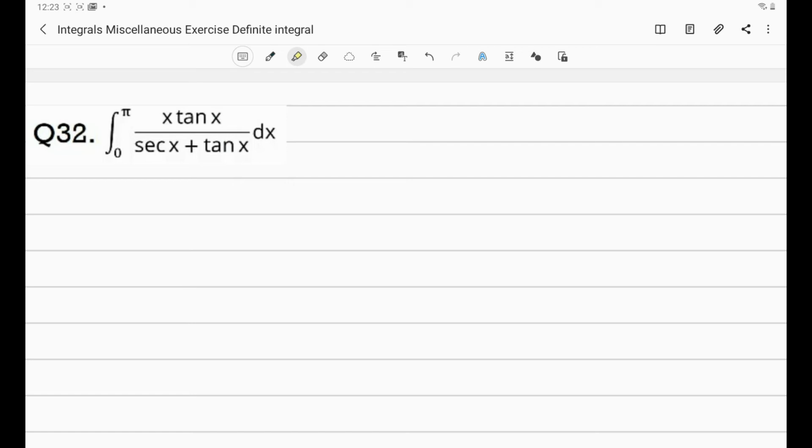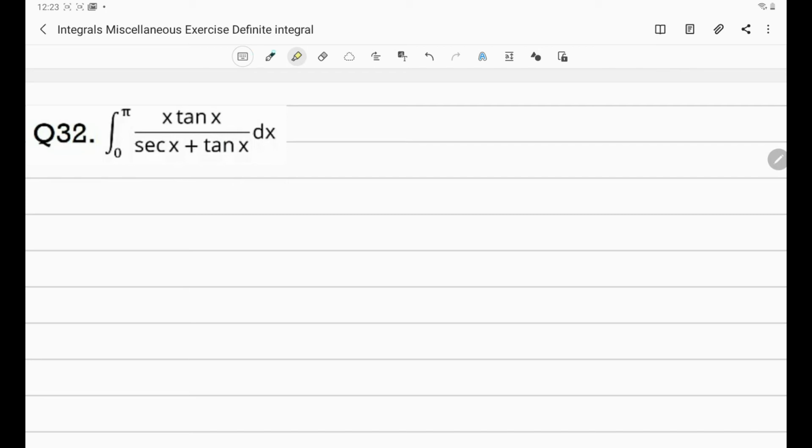Now let us solve the problem, question number 32. Integral 0 to pi x tan x by secant x plus tan x dx. Now in this question we could see that there is x in the numerator which should be eliminated. When it is a pure trigonometric function we can solve it further. So first of all we have to eliminate x.